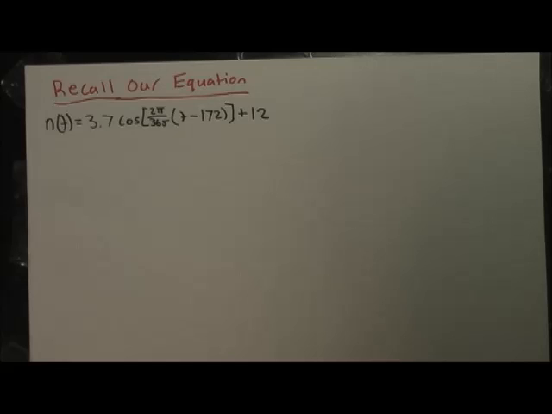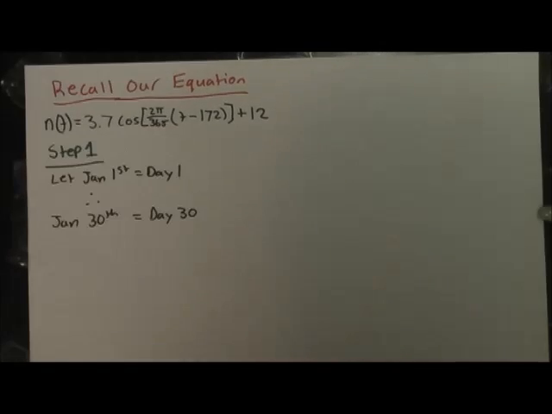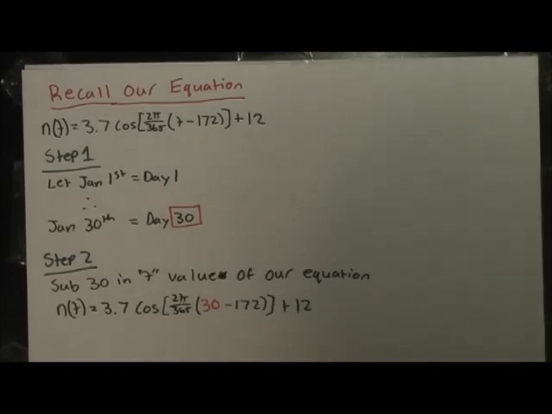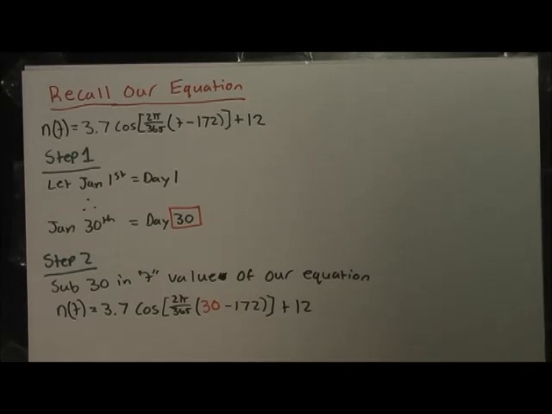Before beginning to solve for part B, we must recall the equation that we have created in part A. Step 1 to solving the problem is to figure out what day of the year January 30th falls on. Again, we must let January 1st equal day 1. Therefore, January 30th is equal to day number 30. Step number 2 is to sub our value of t into our equation. The value of t we have gotten is 30.